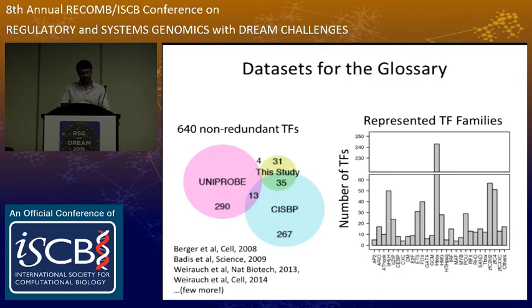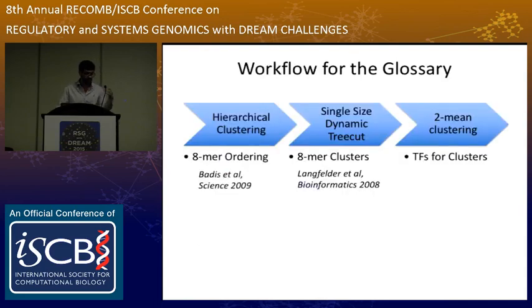So we took 640 non-redundant transcription factors for metazoans, and using the two main data banks for protein binding microarray, UniProbe and CisBP, we added 70 new datasets from our lab, covering in total more than 25 transcription factor families. And then we applied the following workflow.